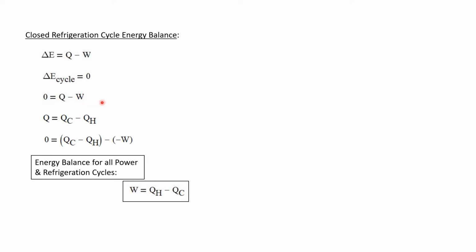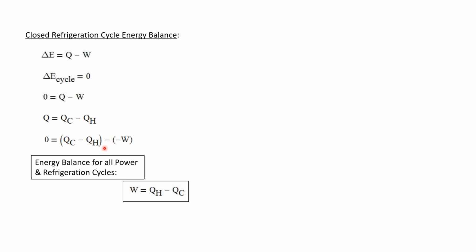But Q is really the sum of all heat transfer terms in the system. And in this case, we've got QC and QH, and so we can replace this Q with the sum of QC and QH. Now we've got to be careful about signs here. QC delivers energy to the cycle, so it will be taken as a positive. Then we're going to add to that QH, but QH removes energy from the cycle, so it will be taken as a negative. And so we've got Q is equal to QC minus QH. And we'll put QC minus QH in for Q in our energy balance. So we have 0 equals QC minus QH, and then we have this minus W.